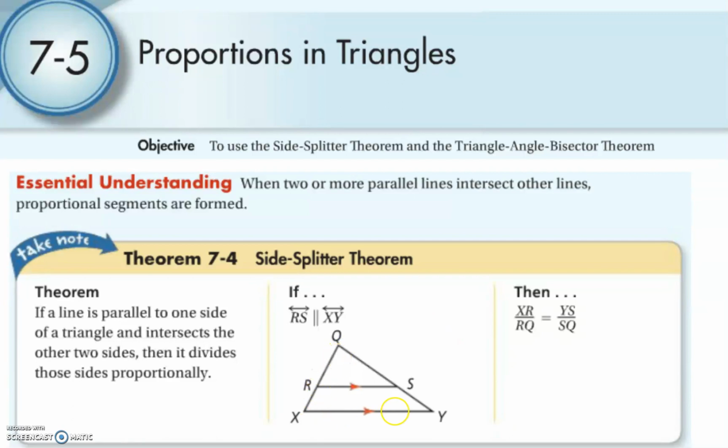When you have, in a triangle, two parallel lines, one is the side and one is anywhere inside the triangle. This is not necessarily a mid-segment, although it could be. Then XR, the length of it, is proportional to RQ, and YS is proportional to SQ. And there are different ways to set this up. You could do QR over QS is equal to RX over SY. Just follow your regular rules for the proportions in order to set them up.